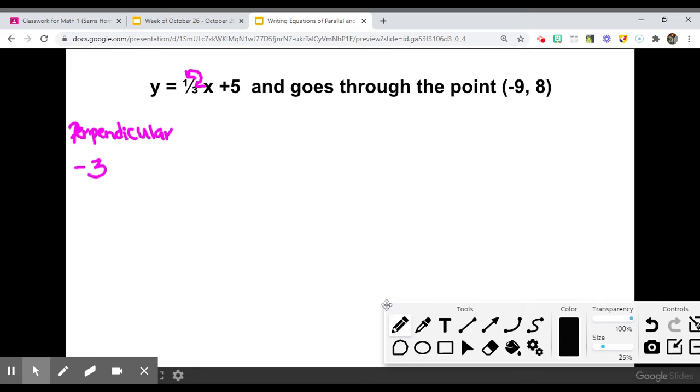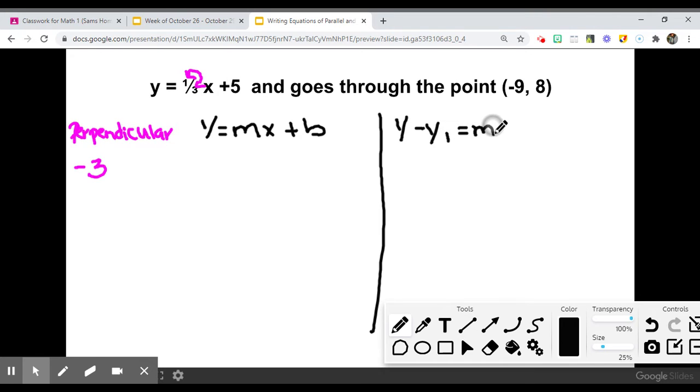In this particular question, I'm going to use y is equal to mx plus b, or I'm going to use the point slope, which is y minus y1 is equal to m times x minus x1. I'm going to plug in my given information. So here I have an x and I have a y. 8 is going to go in for y. Negative 3 is going to go in for m, because remember it had to be perpendicular. And my x value is negative 9, and then plus b.